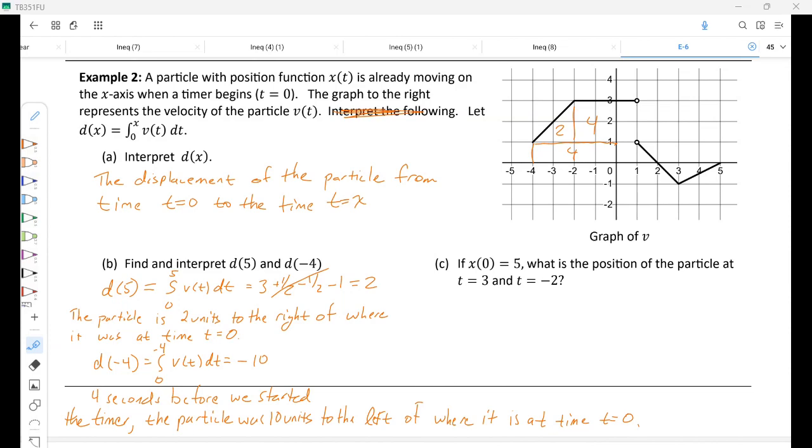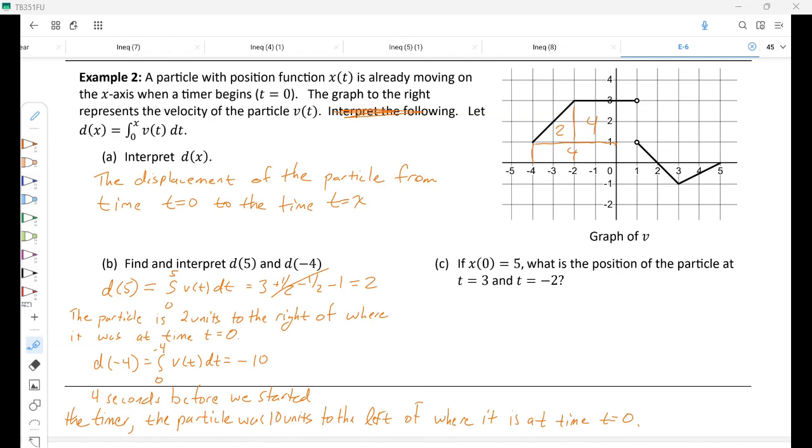We did just the integral by itself. The way it was defined, we had an accumulation function. So an accumulation function locks in our starting point. It's saying we're starting at t equals 0. And then the thing that we're going to plug in is our ending point. So we found the d of 5 to be 2, which meant that the particle was 2 units to the right of where it was at time t equals 0 at t equals 5. So we plugged 5 in to figure out where we were different from where we started from.